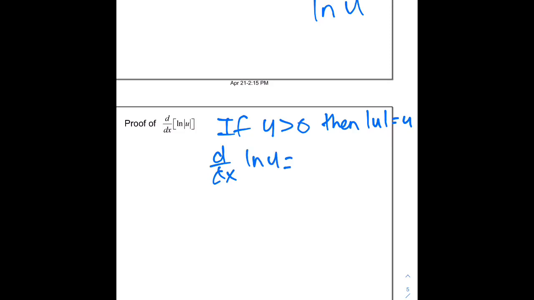Why? Here is the proof for that if you're interested. If u is greater than 0, then you're basically saying the absolute value of u is always coming out as a positive. So it just holds true that the derivative of the natural log of u would just be 1 over u times u prime.